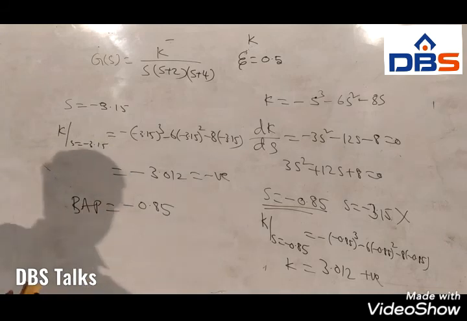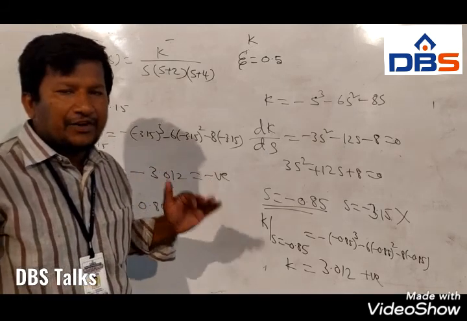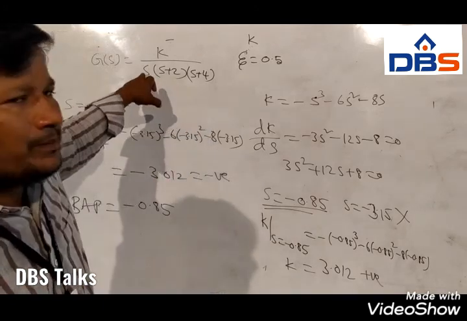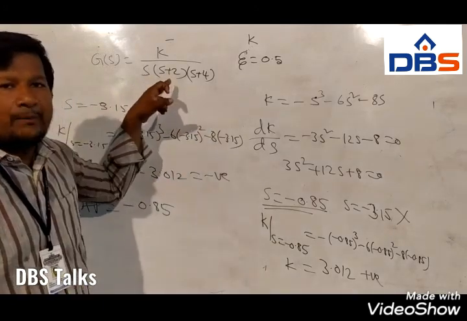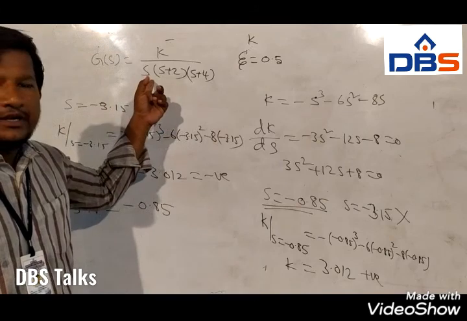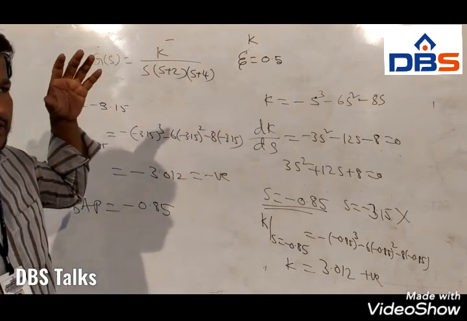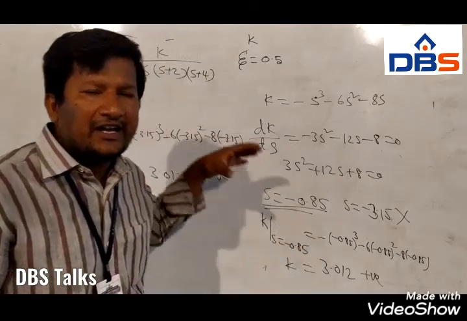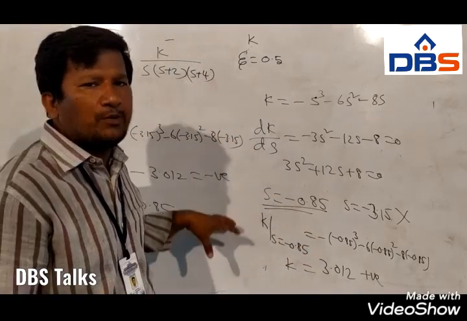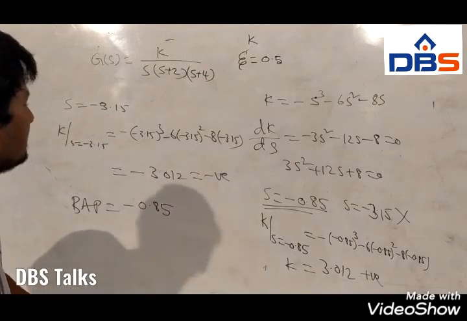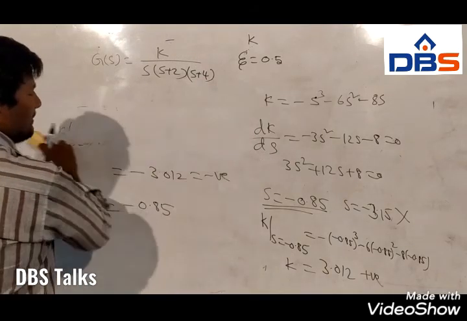And next one is angle of departure and angle of arrival. For this particular problem, there are no complex poles and complex zeros. Here there are only negative real poles. That's why there is no need of calculation of angle of departure and angle of arrival for this problem.